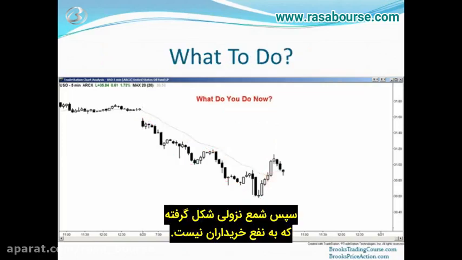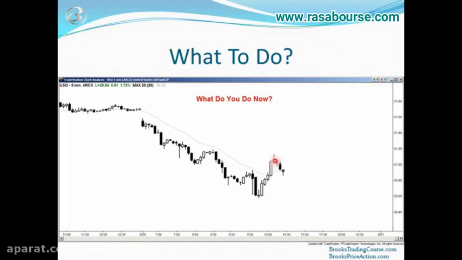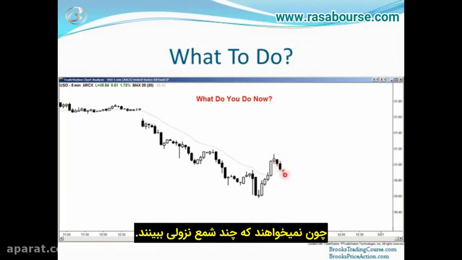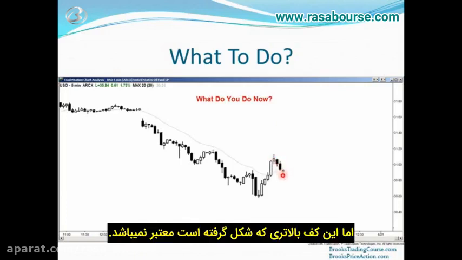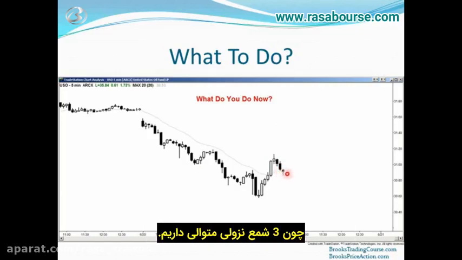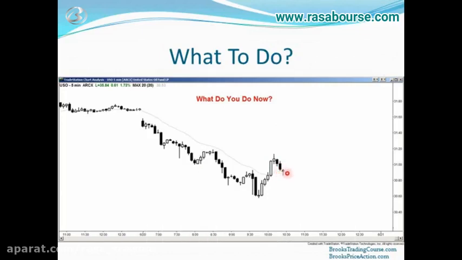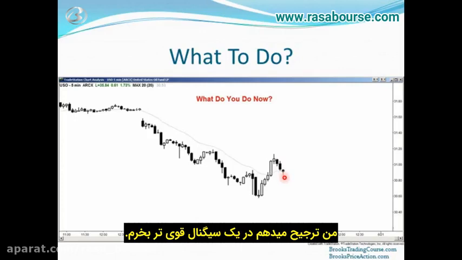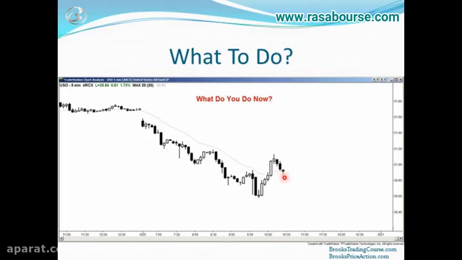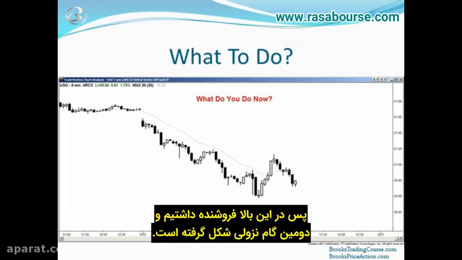Not all that good for the bulls. You don't want to see a series of bear bars. But that's not a reliable higher low. We have 3 consecutive bear bars. You know, I'd rather buy something that looks stronger. So sellers above, and we got another leg down.